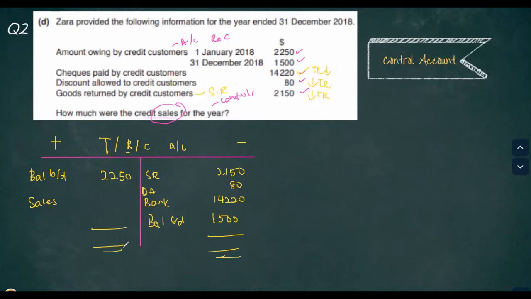So how much is this? 150 plus 80 plus 14,220 plus 1,500. That should be 15,950, right? And on the other side, minus 2,250, it should give you 13,700. There you go. So your sales figure, credit sales, is 15,700.